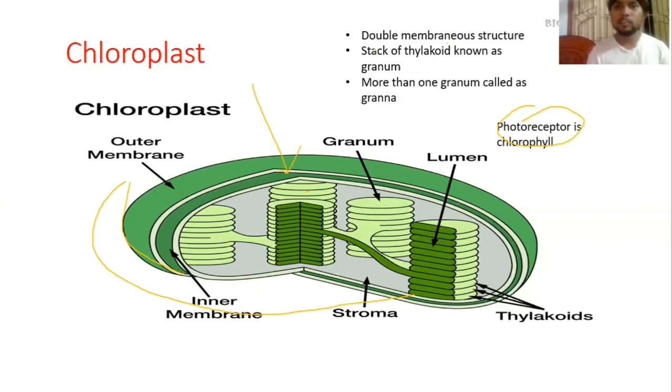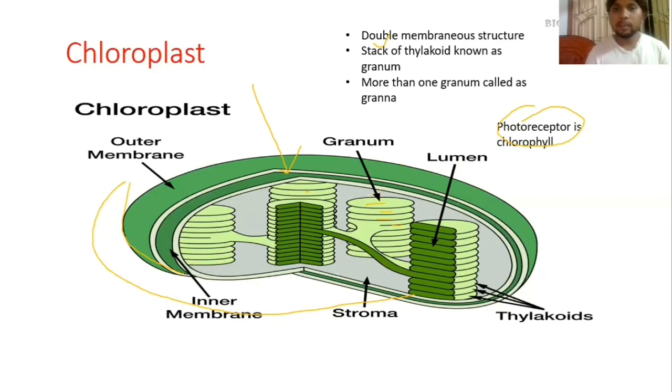Chloroplast is a double membranous structure. This is the outer membrane, this is the inner membrane, and it has thylakoids. This is one plate. You can see these are all your thylakoids, and all the thylakoids stacked on each other are known as a granum, and all these grana together are known as grana.